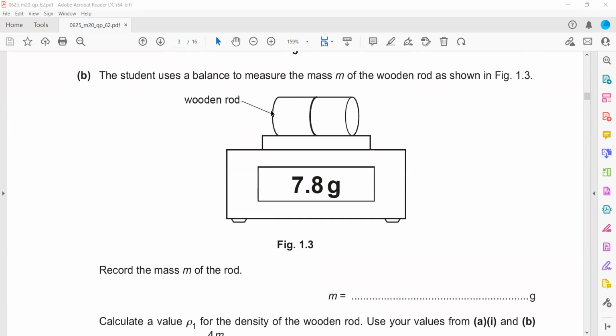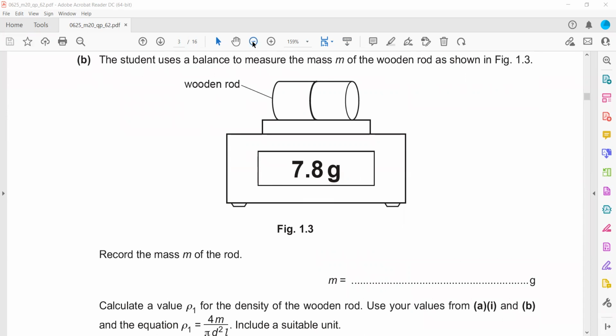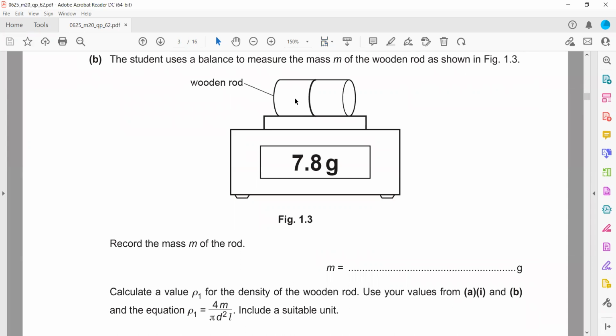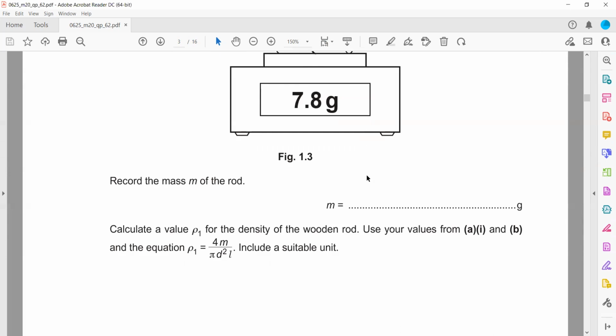Then the student uses a balance to measure the mass of the wooden rod as shown in figure 1.3. Record the mass m of the rod. So it is already given directly, like in this example, which is 7.8 gram, it's written there.